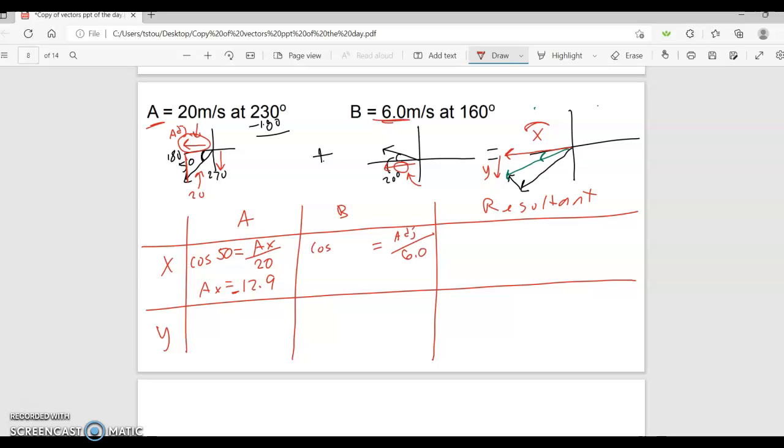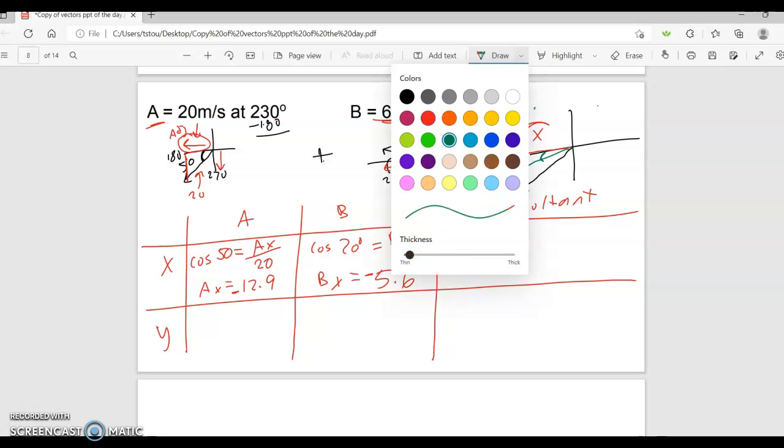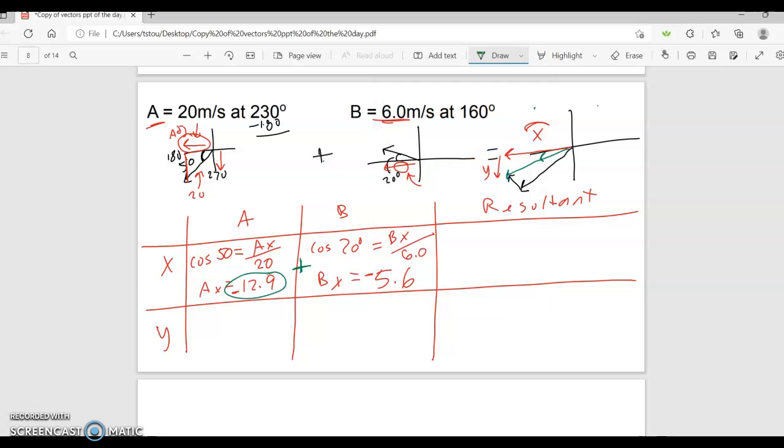My hypotenuse is 6. So I'm looking at cosine. But this time it's not cosine of 50, it's cosine of 20. And so again, adjacent isn't the best way to put it. It's really the B in the x direction. So B sub x is equal to 5.6. And again, I am going to the left. That's a negative, so I've got to call it negative. My calculator won't say that. I've just got to use my brain. And then what we're going to do is take this A value, negative 12.9, and add it to the B value, negative 5.6. And that's our resultant here. That's negative 18.5. That's how much it goes in the x direction.